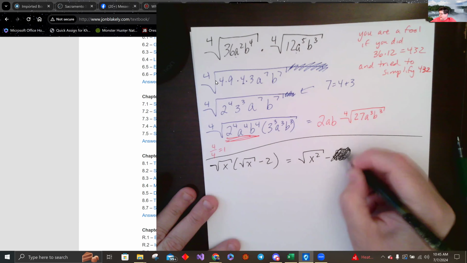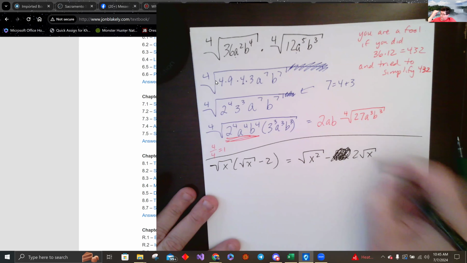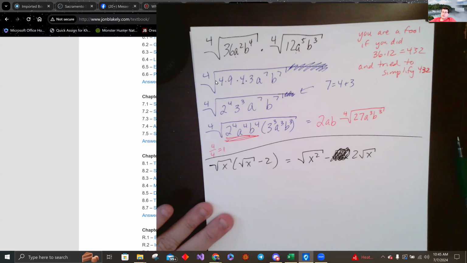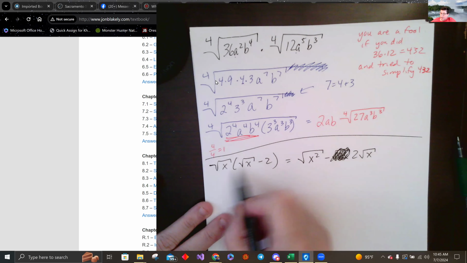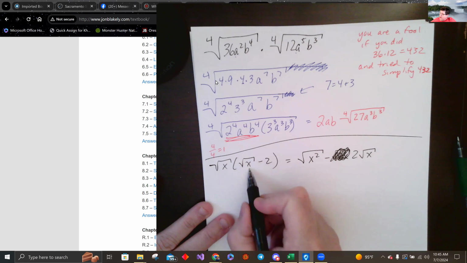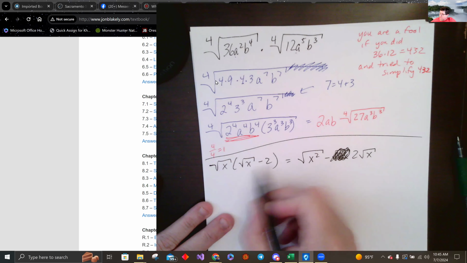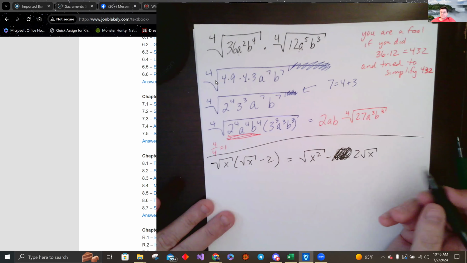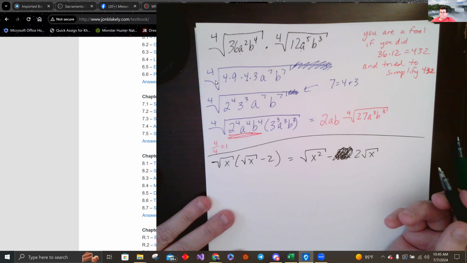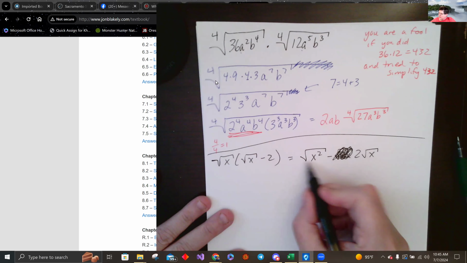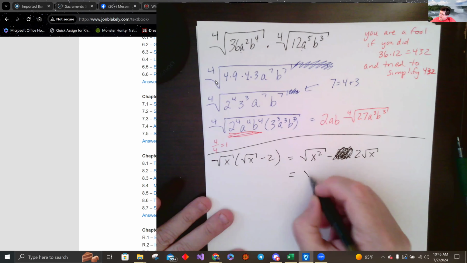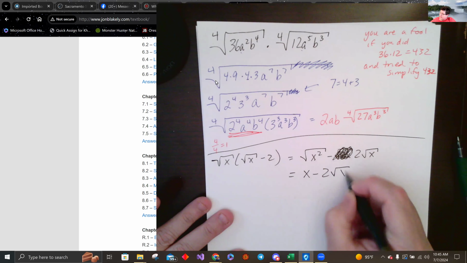Minus 2 square root of x. Look at me making a mistake. Here we multiply, since they're both radicals, we multiply the insides. Here, there's no radicals, so they just multiply together. And this first one simplifies to x. So we have x minus 2 square root of x.